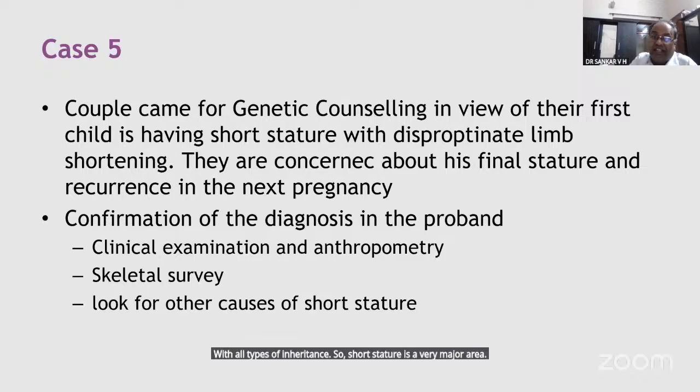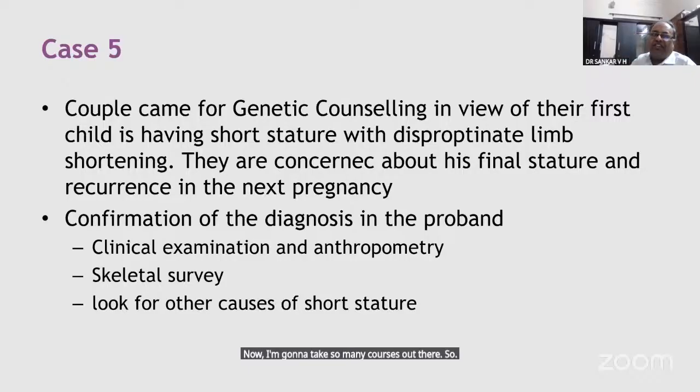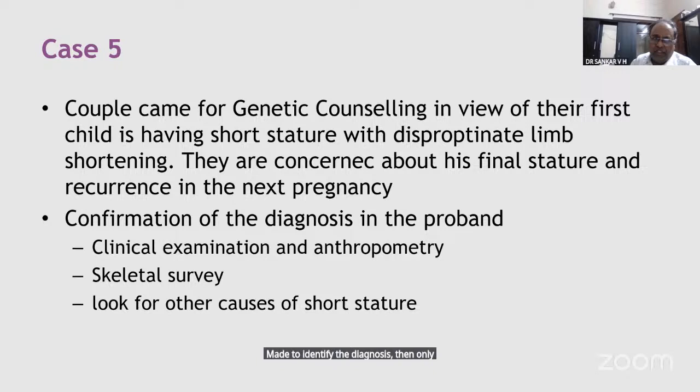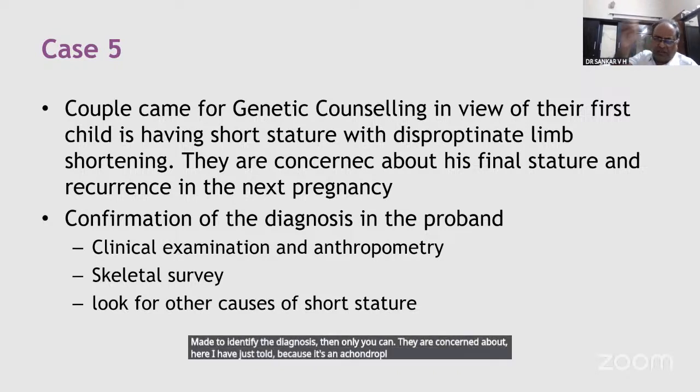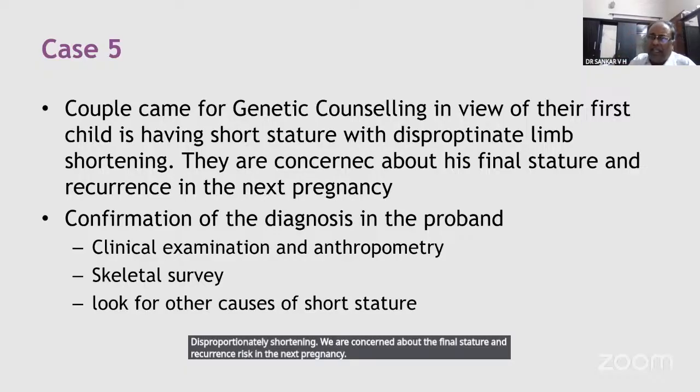I'm talking about only genetic causes here; for non-genetic, so many causes are there. So a detailed evaluation is required to identify the diagnosis, then only you can proceed. I have just told because it's an achondroplasia-like disproportionate limb shortening. They are concerned about the final stature and recurrence risk in the next pregnancy. So still they came with that.